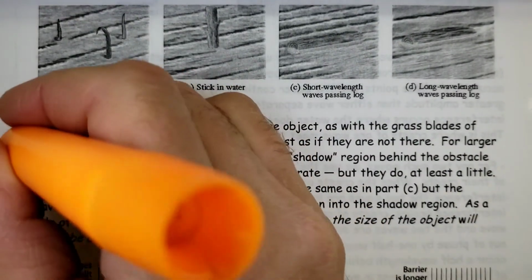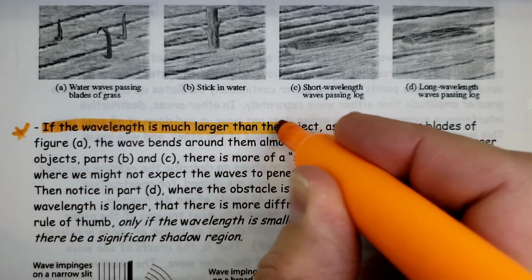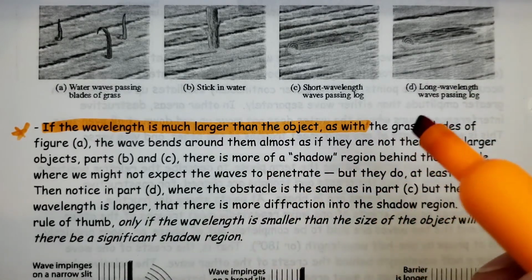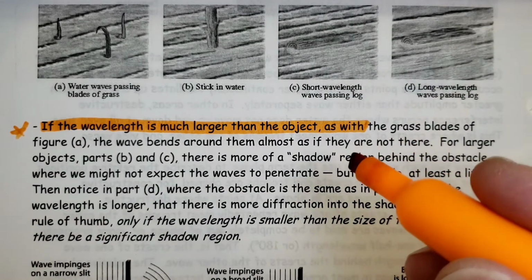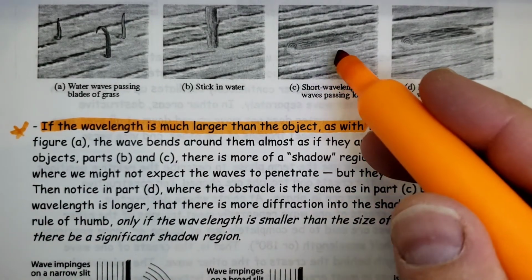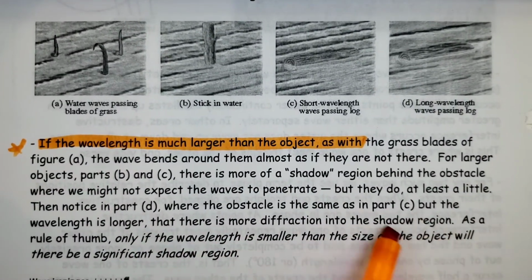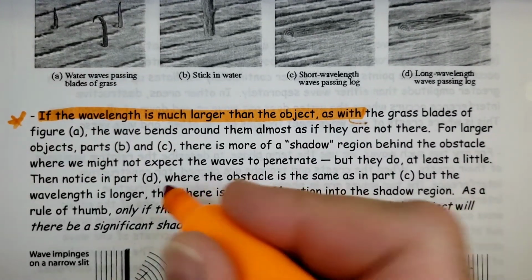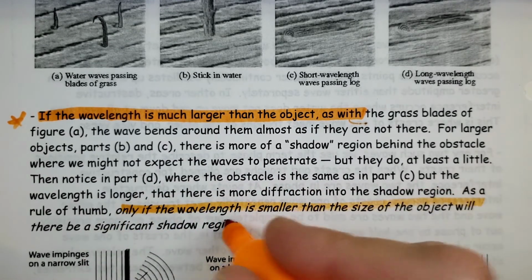Now, here's the key thing to know. We're going to put a star right here. If the wavelength is larger than the object, as with the grass blade, the wave bends almost entirely around. If it was a larger object, though, it wouldn't bend, and we would see kind of a cancellation area there. We wouldn't have a lot of waves going around. So that's what this part is talking about. As a rule of thumb, only if the wavelength is smaller than the size of the object will there be a shadow.